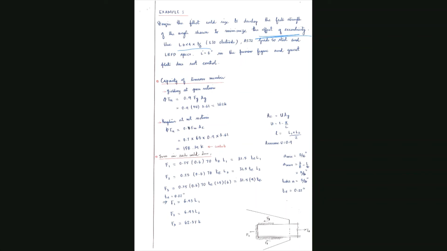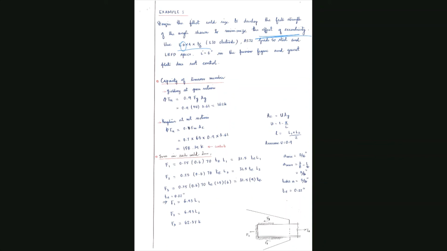L' is 6 inch in the previous figure, and the gusset plate does not control. So which means the L, there are two legs. The leg which is on the gusset plate is the longer leg.